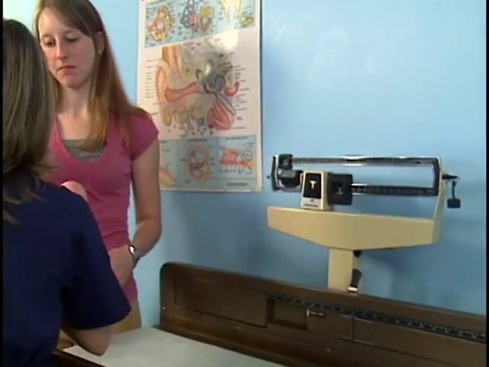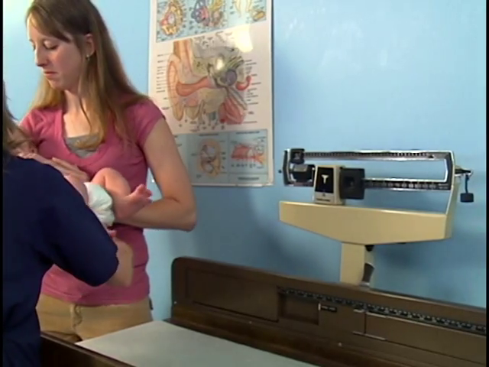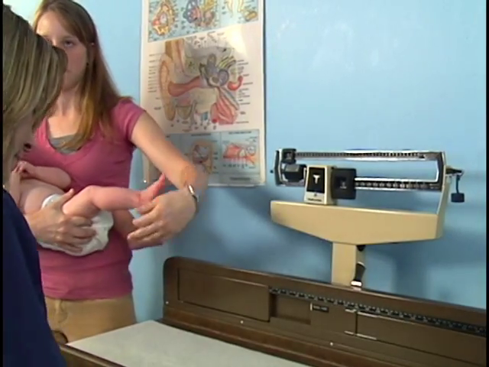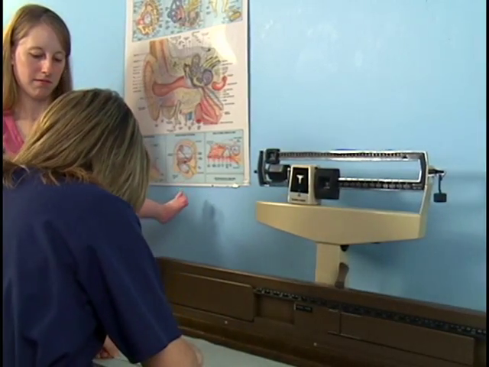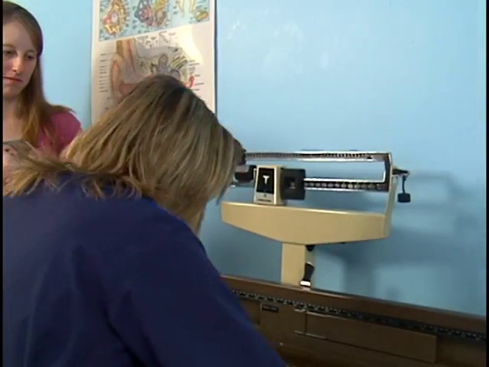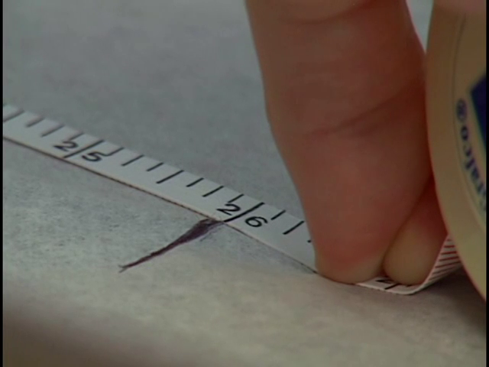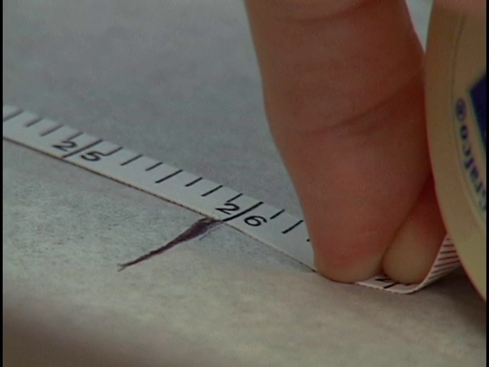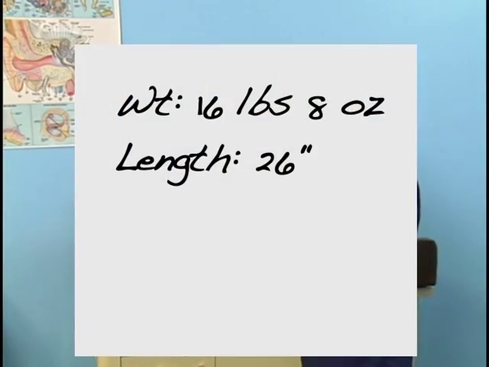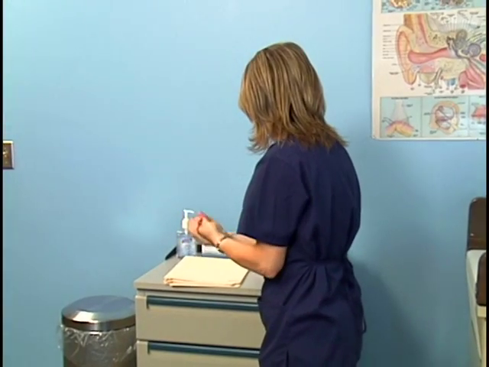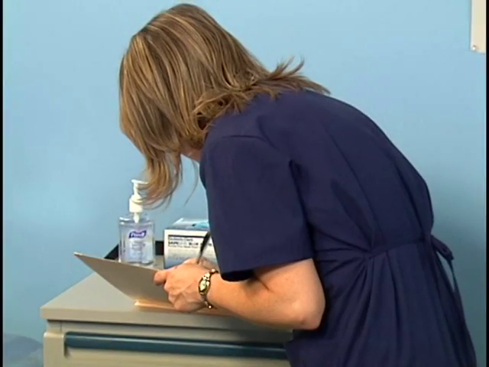Gently remove the infant from the table and hand him to his parent. Now, position the 0 mark of the tape measure on the first line and stretch it out to the second line. Read the infant's length in inches to the nearest eighth of an inch on the tape measure. As you can see, the tape measure also indicates that Jonathan's length is 26 inches. Jot down this value or make a mental note of it. Sanitize your hands and chart the results.